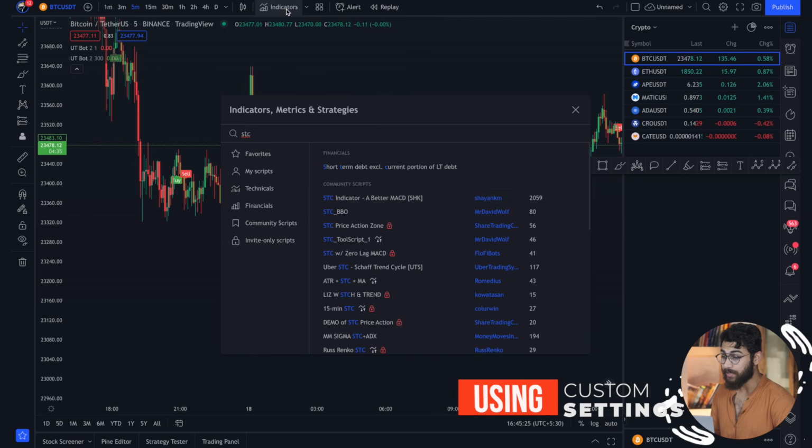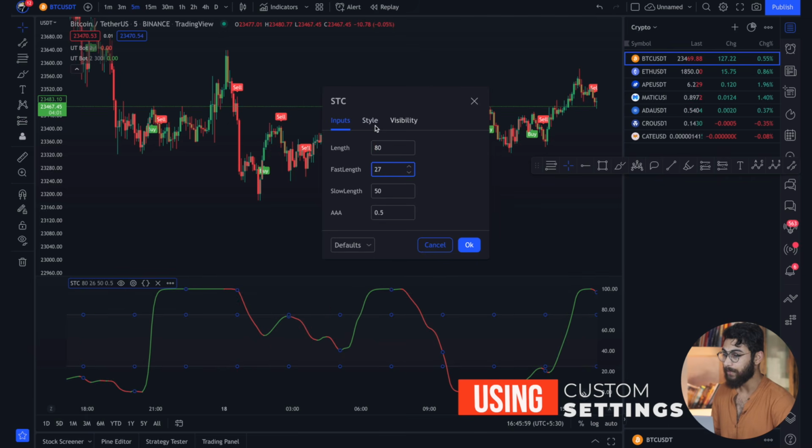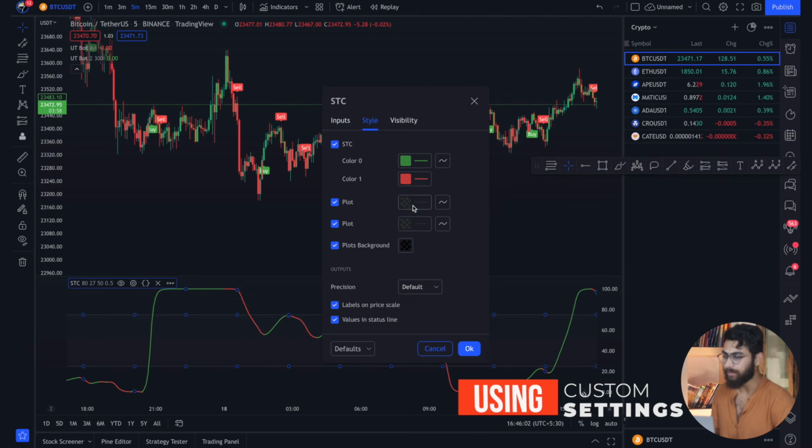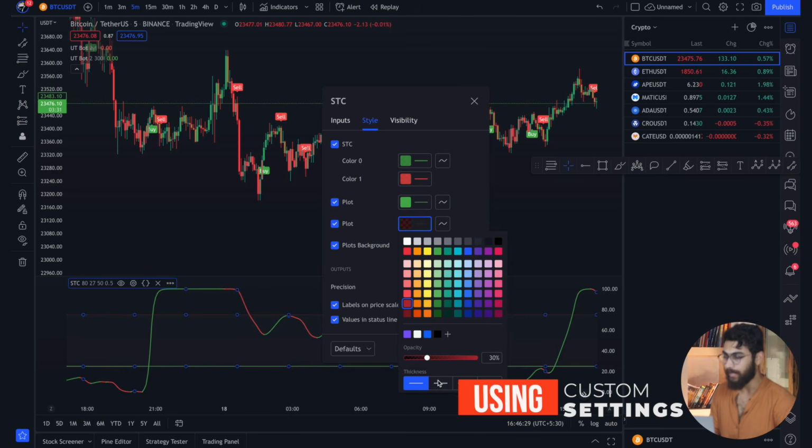So first go to the TradingView chart and search for STC oscillator, that is momentum oscillator STC, and choose this one. Now go to the settings and now change the length to 80 and the fast length to 27. Now in the style section, keep the plot length to green and increase the opacity. Now the plot to red and again increase the opacity.